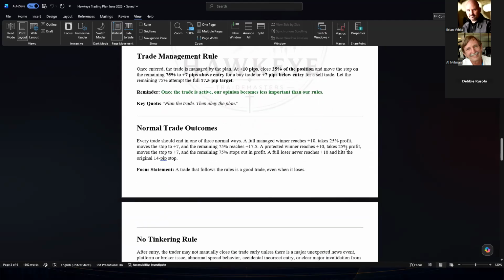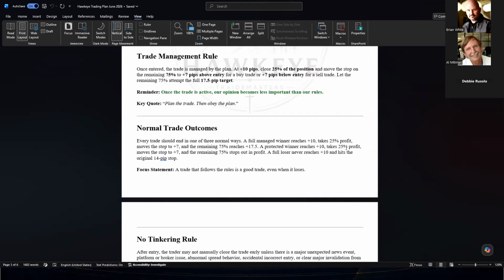Our trade management is very, very simple, and we went over this yesterday and did a number of trades using this theory and had great success with it. So we really nailed it down. So once we enter a trade, Al is going to manage it. You're going to see that we're going to wait for a 10 pip move. When it hits its 10 pip move, now remember our target's 17.5, but when it hits a 10 pip move, Al's going to close 25% of the open position. That gives him a little bit of profitability.